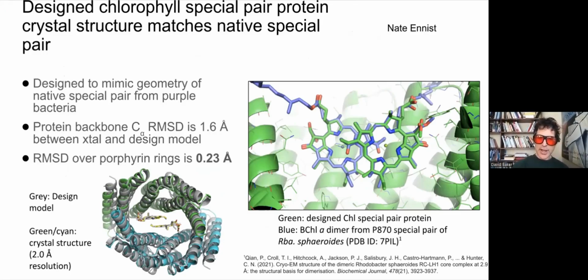to small molecules. As you know, at the core of photosynthesis is the special pair, two chlorophyll molecules, which are excitonically coupled, and they're in this huge photosystem protein complex, and so they're hard to study. So what Nate Ennis did was to take the two chlorophylls in their geometry in the photosystem, and then design a protein homodimer that holds them in exactly that same position. And he was able to do that.